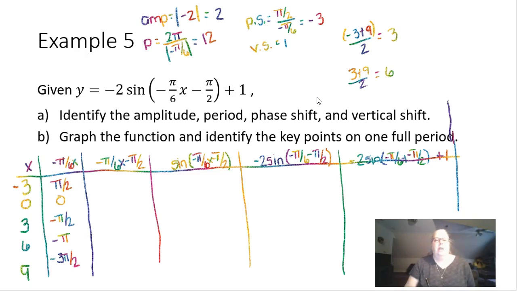Okay, next column. Now we're going to subtract pi over 2. Pi over 2 minus pi over 2, that's going to be 0. 0 minus pi over 2, that's going to be negative pi over 2. Negative pi over 2 minus pi over 2, that's negative 2 pi over 2, which is just negative pi. Negative pi minus pi over 2, that's going to give me negative 3 pi over 2. And then negative 3 pi over 2 minus pi over 2 is going to give me negative 4 pi over 2, which is just negative 2 pi.